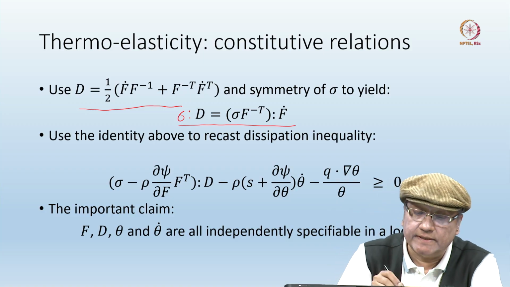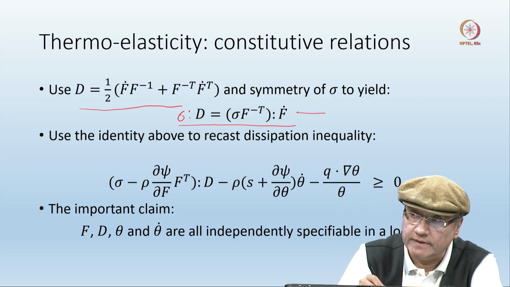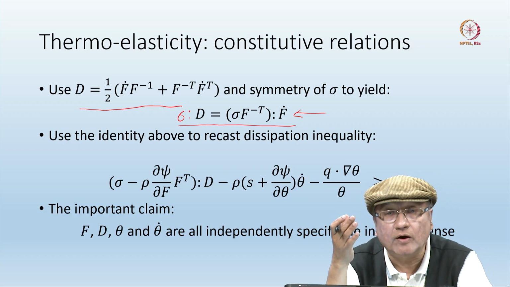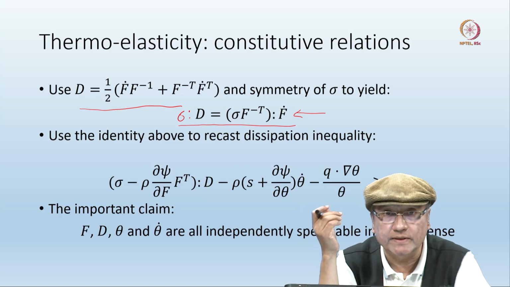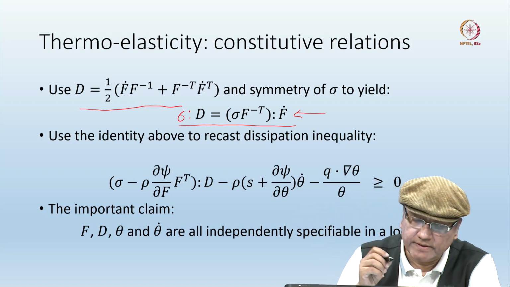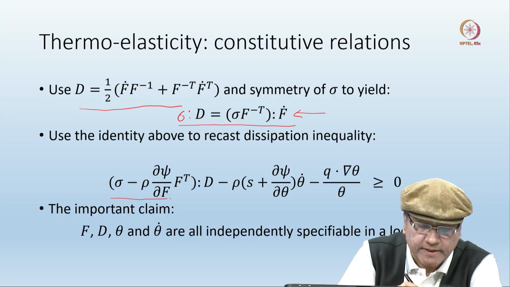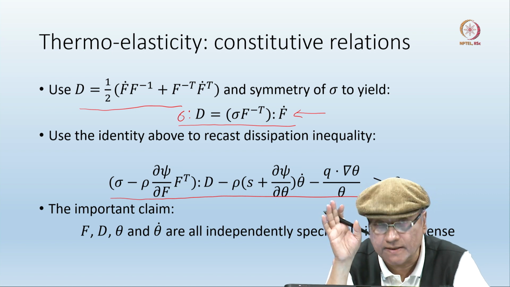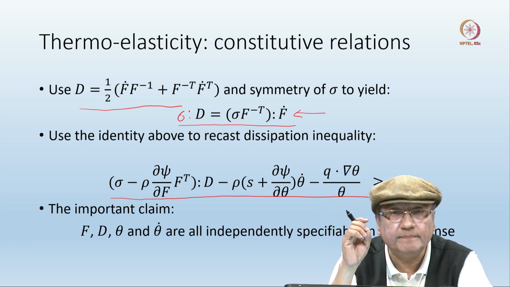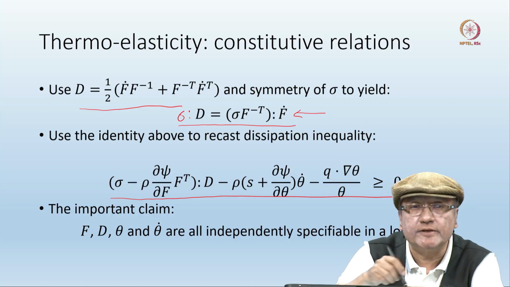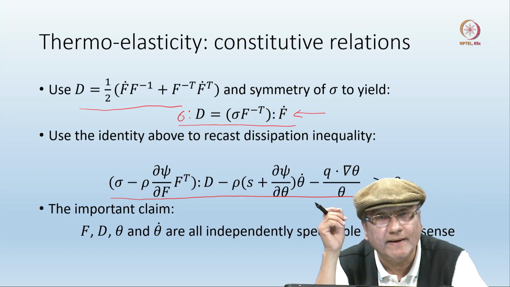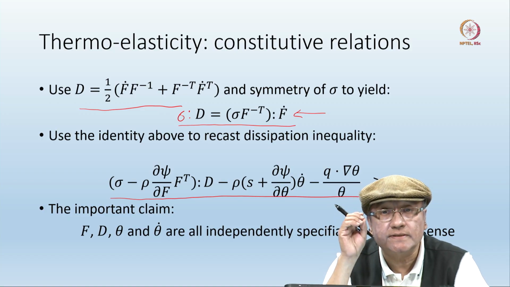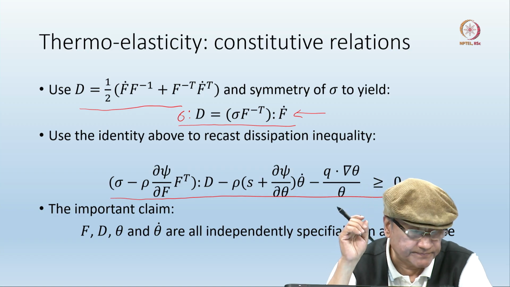Then we can use this particular identity given here to rewrite the dissipation inequality, because sigma d, the stress power, comes as part of the dissipation inequality. Rearrange a bit to write the dissipation inequality in this form. So far it is only pure algebra, so there is no difficulty in that. You have to probably sit with a pen and paper and make sure that these expressions really make sense by doing the algebraic manipulations.